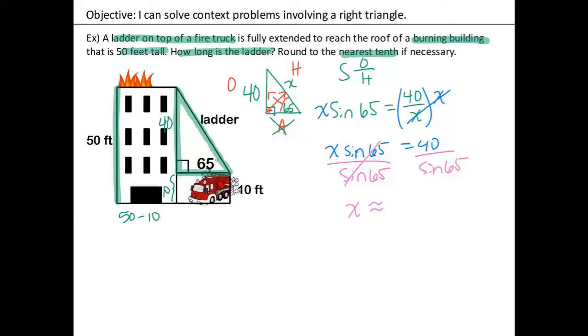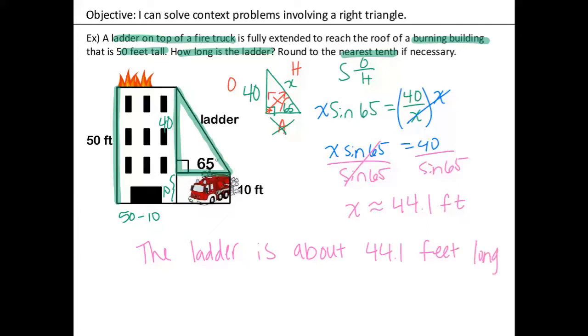All right, and what did you guys get for your answer? 44.1, thank you. My units is feet. So we're going to say the ladder is about 44.1 feet long.